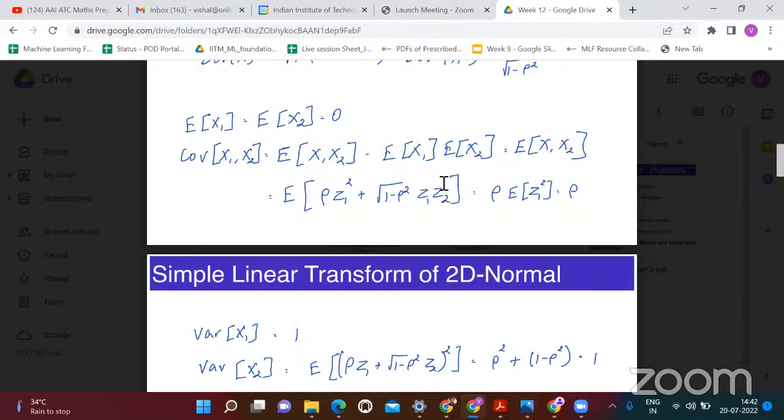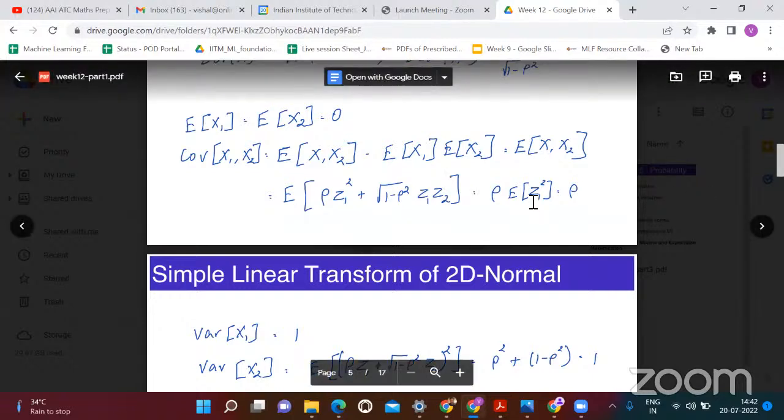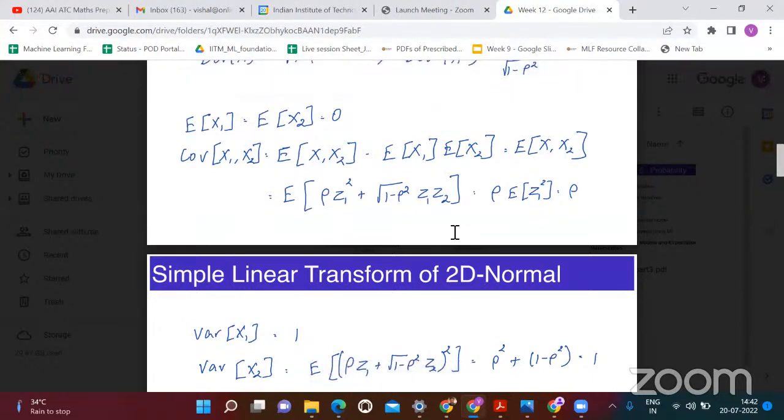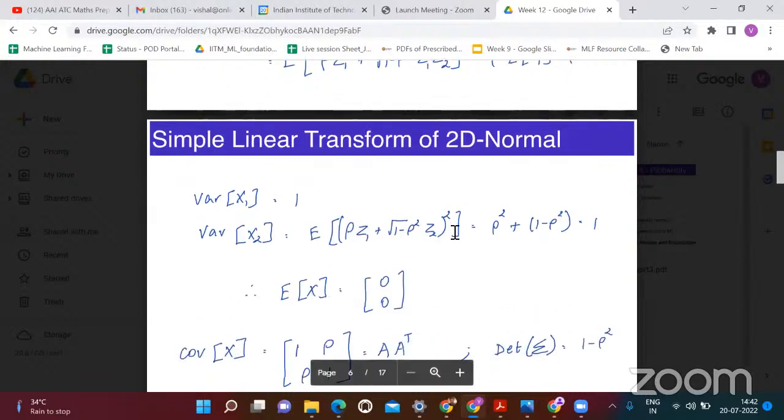You can write it here, and after simplification you will get to know that the covariance of x1, y1 is also rho here. Similarly, the way he has calculated the expectation, he has calculated the variance also, and you will see why we are calculating all this. Okay.